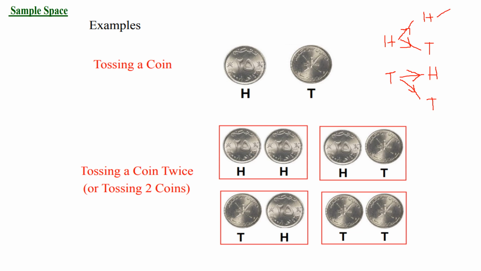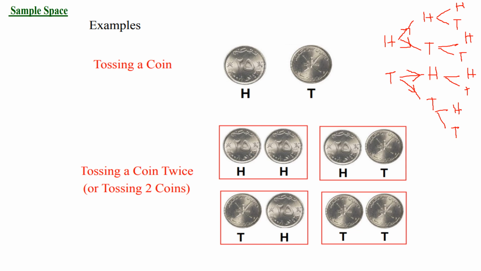In the same way, we can draw it for tossing a coin 3 times. Again, you have to extend the branches. For each and every outcome, we have to extend 2 branches, because here we have only 2 possible outcomes, head and tail. So we extend 2 branches for each event. This is the diagram for tossing a coin 3 times.